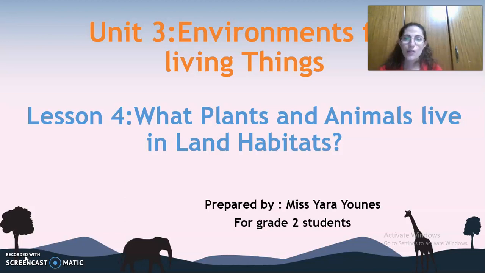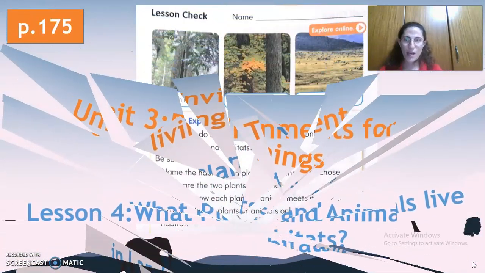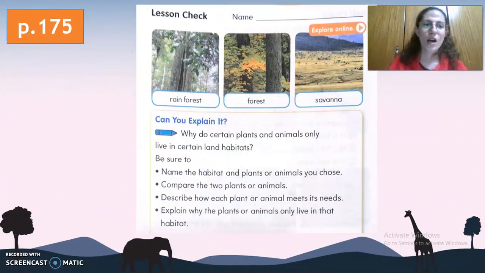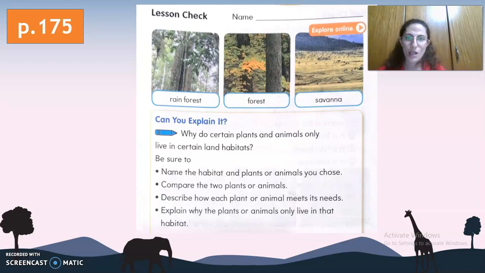Today we're going to continue with Unit 3, Environments for Living Things. Lesson 4, What plants and animals live in land habitats? So we've reached the lesson check. We open to page 175 and we follow, please, with me. Guys, follow in your books, okay?